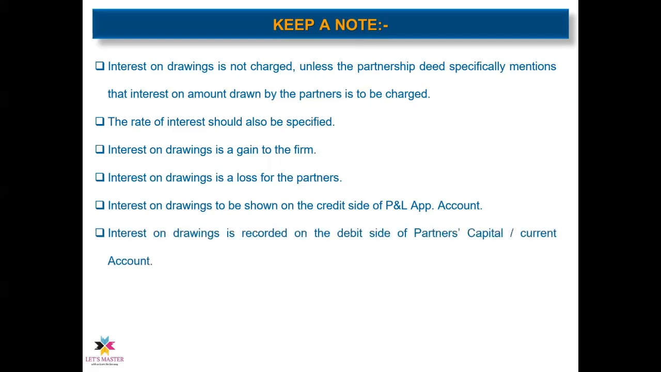Then interest on drawings is recorded on the debit side of the partner's capital or current account, because interest on drawings will always decrease the claim of the partner on the assets of the partnership firm. So the liability of the partnership firm will reduce whenever interest on partner's drawings is charged. That's the reason the partner's capital or current account is debited.